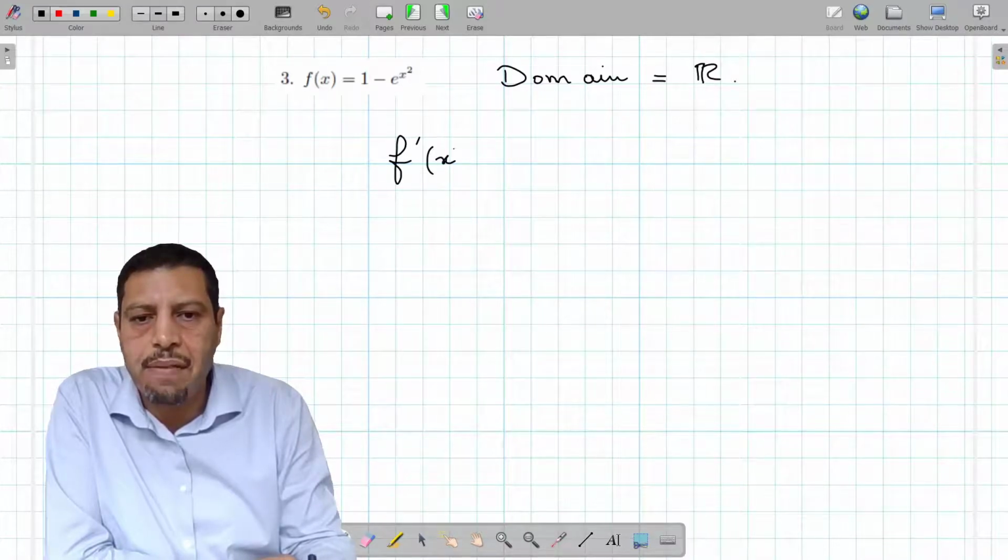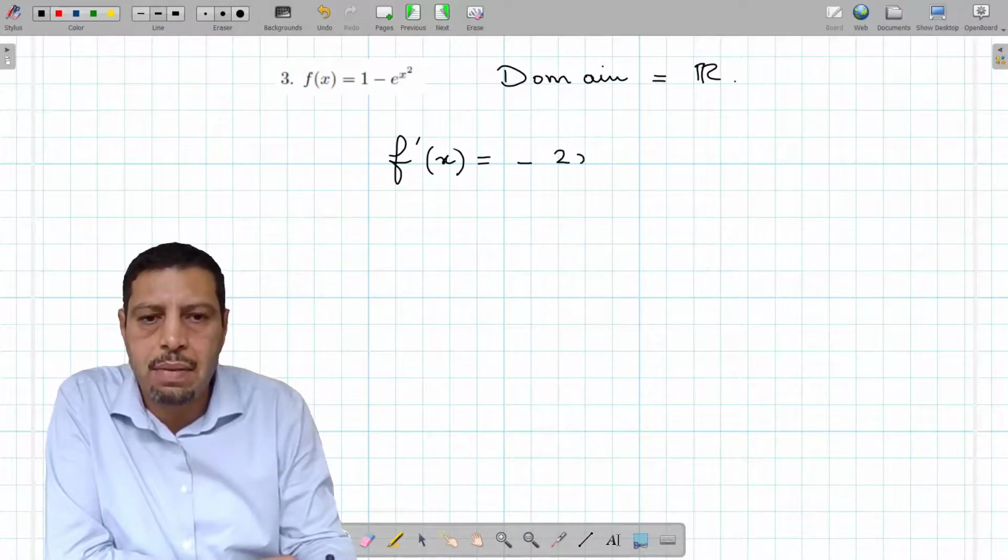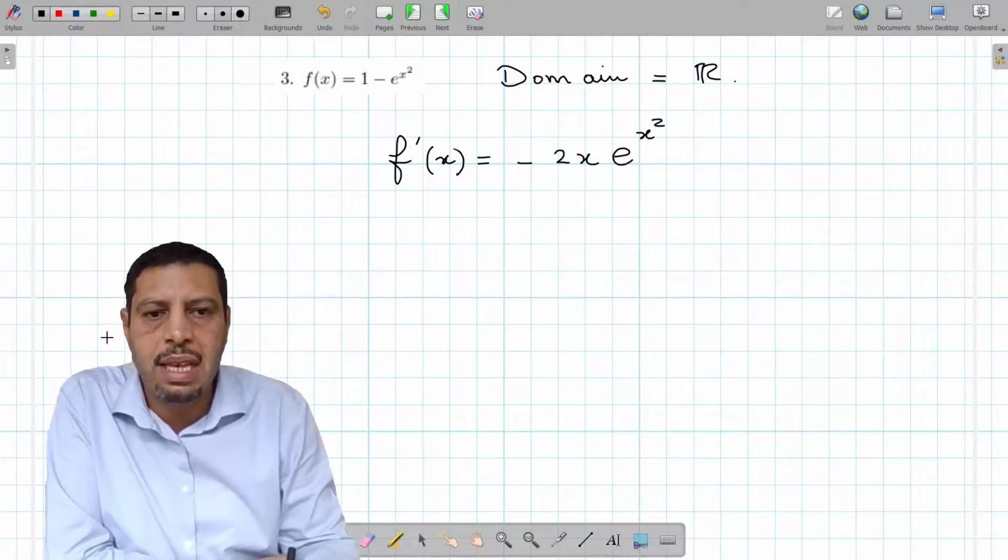We compute f prime of x using the exponential of a function rule. Exponential u prime is u prime exponential u. The derivative of 1 is 0, so we keep the negative sign. The derivative of x squared is 2x, exponential x squared. So this is f prime of x.